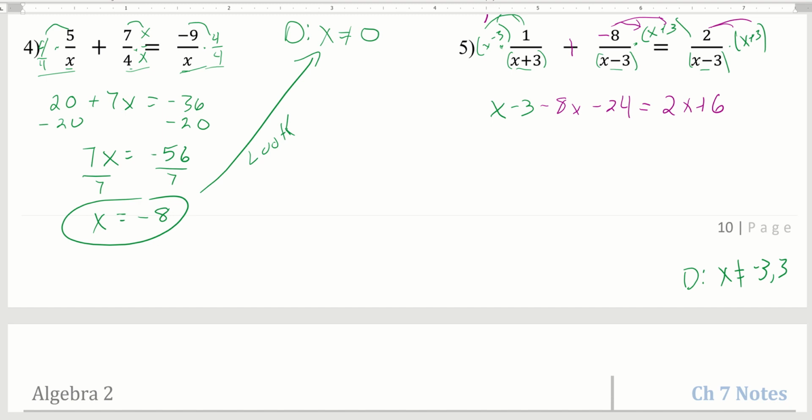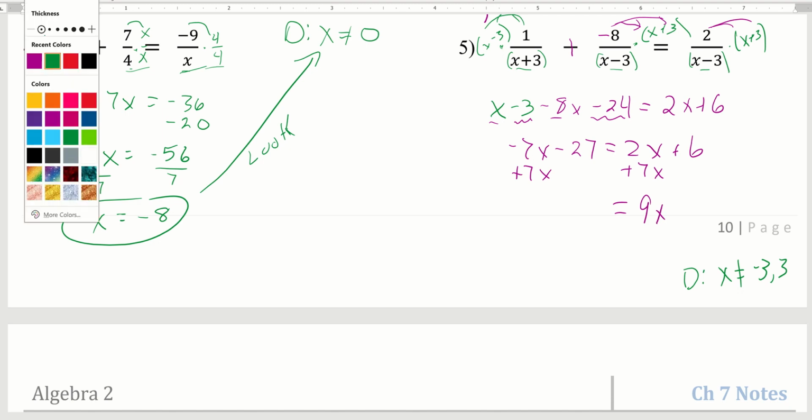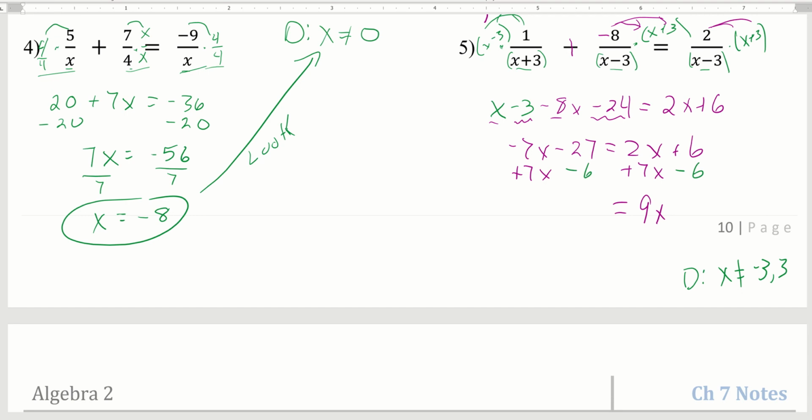Cool. Now clean up as much as you can. So over here I have an x and a -8, so -7x. And I have a -3 and a -24, so -27. Now it doesn't really matter which way you bring which ones. I try to keep the x positive if possible. So I would add the 7x to the right hand side. Right, so that would give me 9x. And then I would also move, again, you guys are smarty pants, we can move the 6 at the same time. So -6, -6. So that's going to give me -33.